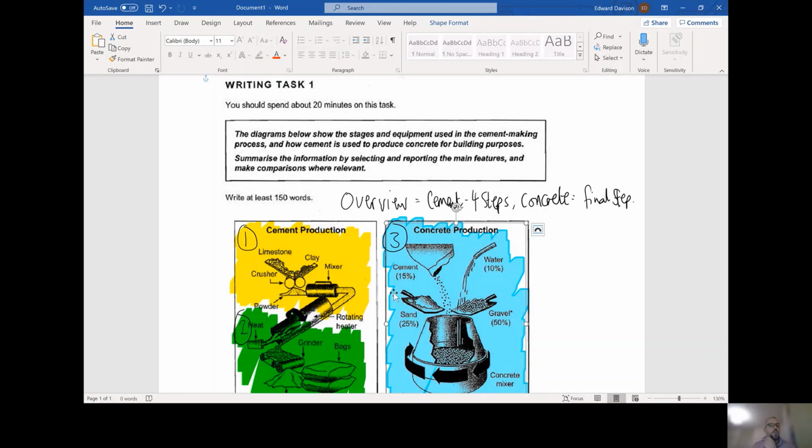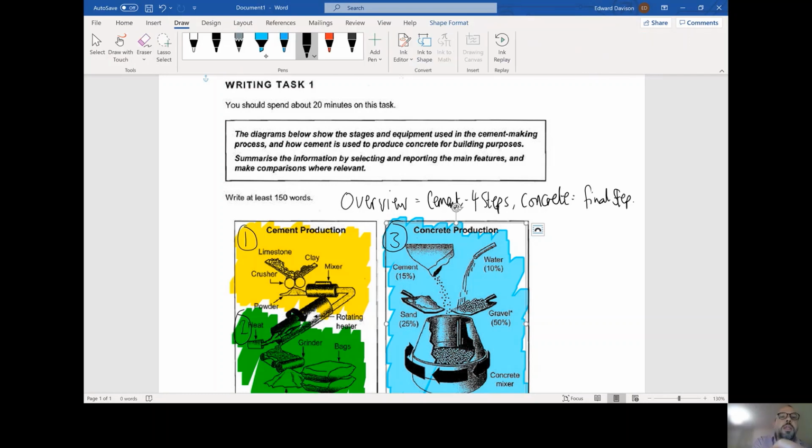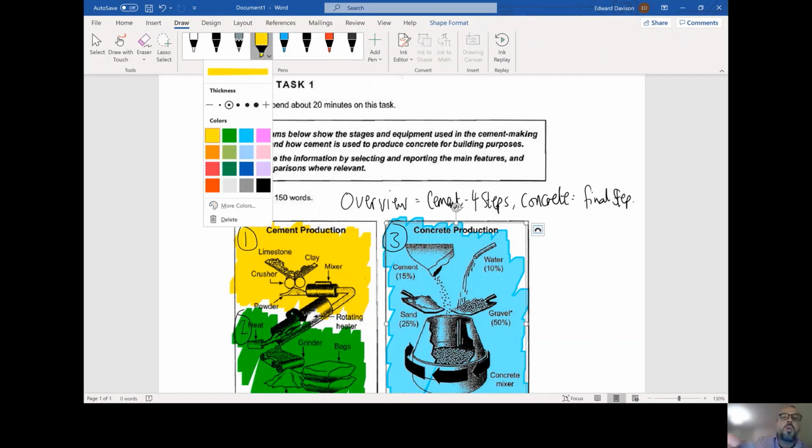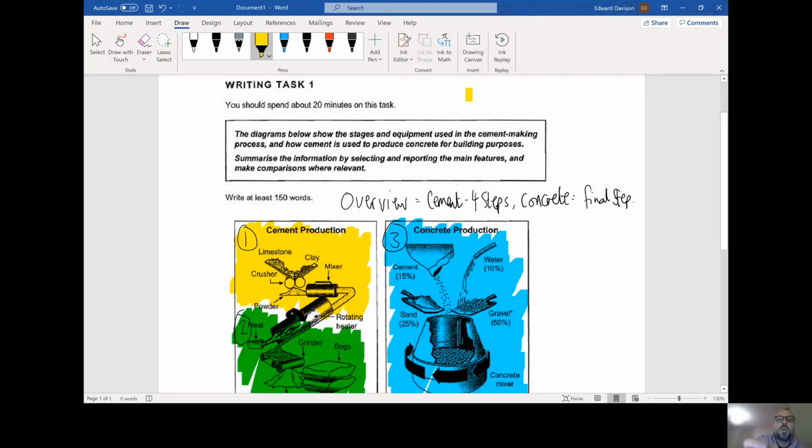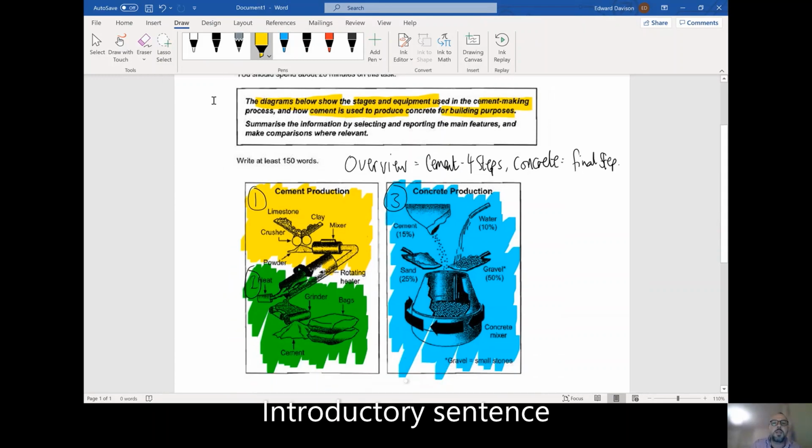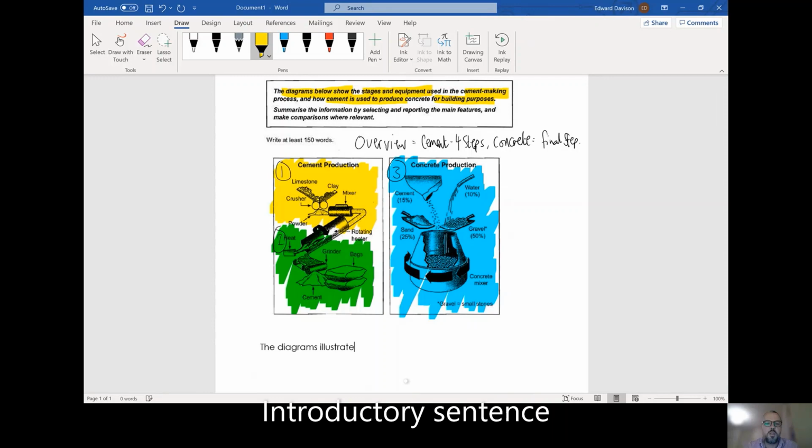Okay, sentence 1 is an introductory sentence. That's not the same as an overview. An overview says what we can see in the data as a general trend. The introductory sentence simply tells us what the data is. And this is our opportunity to paraphrase the question that we're given and show the most advanced language we have. So they say the diagrams show stages and equipment, cement making, how cement is used to produce concrete for building purposes. That's quite nice. So my first sentence needs to say something like this, but in my own words.